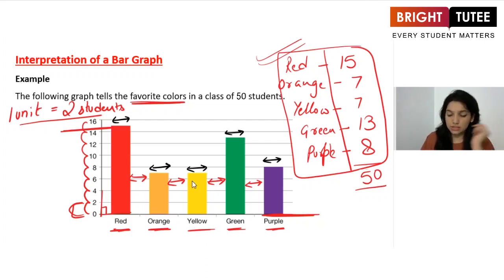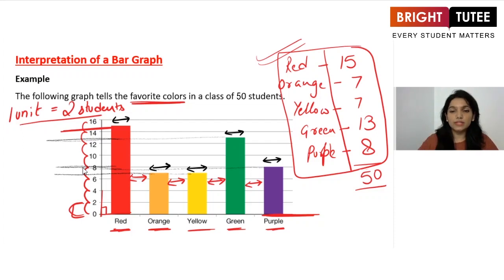Orange. Orange is here. And if we make a straight line from here, it is somewhere here. That is at 7. Similarly, you have got yellow with the same height. So yellow and orange are 7 and 7 each. Now look at green. It is somewhere here, and if you see, it is between 12 and 14. So it is 13. Now the last one, that is purple. Clearly it is with this particular line that is representing 8.